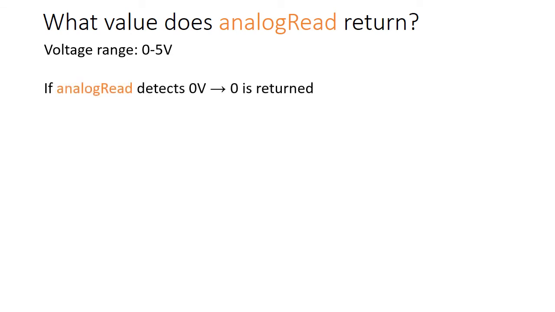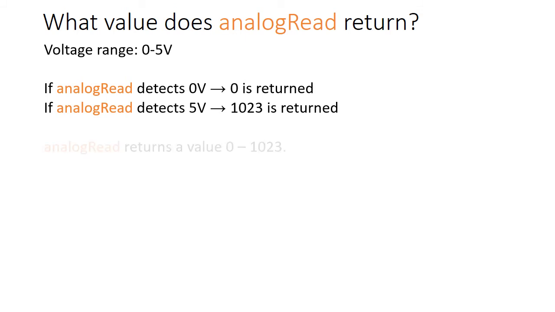If analogRead detects 0 volts, 0 is going to be returned, which makes sense. But if analogRead detects 5 volts, it doesn't return 5. It returns 1023, which is not expected. So then the question is, well, why? Okay, now you'll notice that 1023 is an integer. So then it makes sense. Okay, then x that I set up to be an integer can handle that. So I'm going to get some value between 0 and 1023.